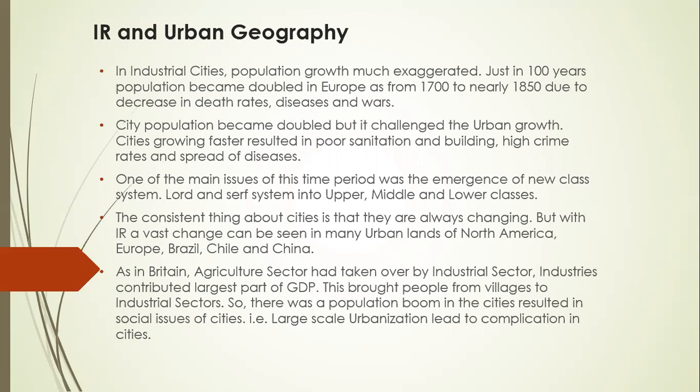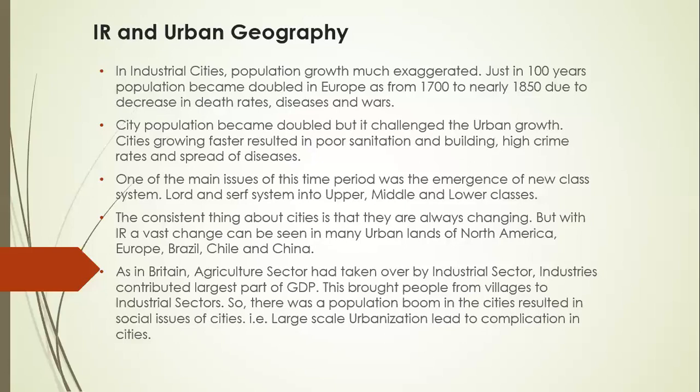With this industrial revolution, we can see a very vast change in urban areas of North America, Europe, Brazil, Chile, and China. In Britain, as we know, the industrial sector took over the agriculture sector, and these industries contributed the largest part of GDP. This increase in the economic zone brought people from villages to the industrial sector, and there was a population boom in cities that resulted in social issues in the cities as well.